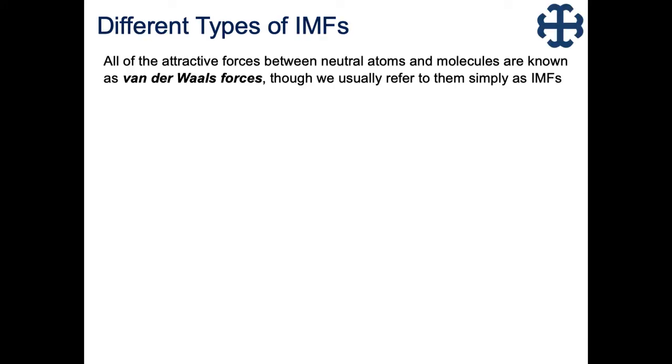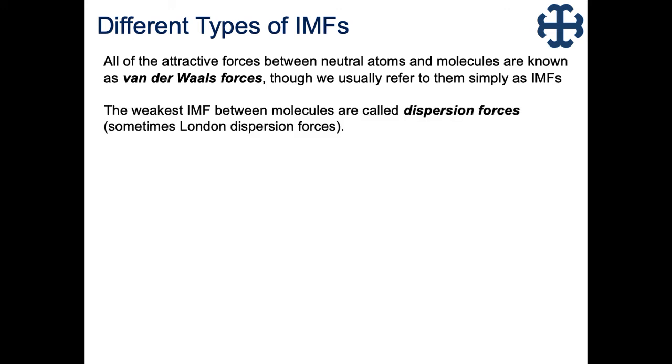Okay? We have different types. Typically, we refer to them as intermolecular forces. They can also be called van der Waals forces. They're synonymous. They mean the same thing. The weakest of these intermolecular forces are called dispersion forces, occasionally London dispersion forces after someone named London who found them. We'll talk about more what those look like in a minute. But those are the weakest intermolecular forces that we can have. Those are going to be present in every sort of molecule.